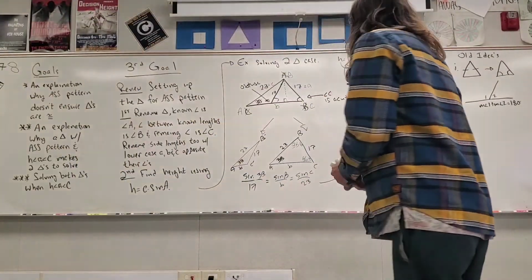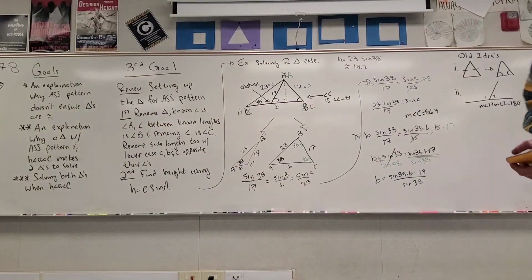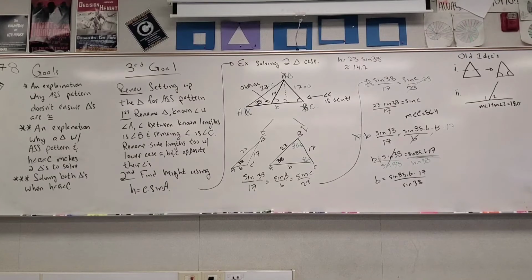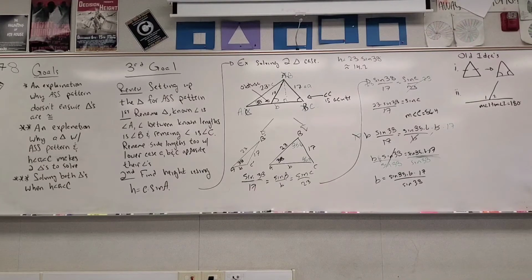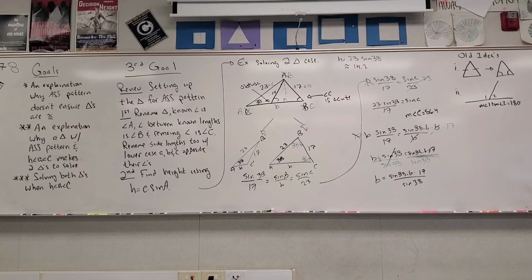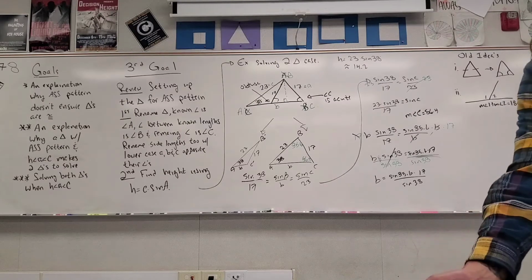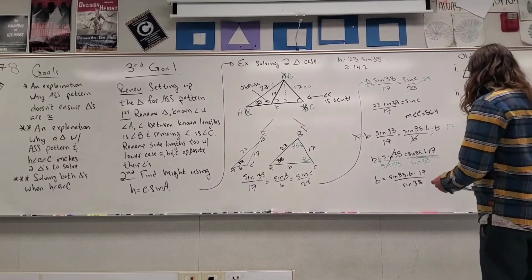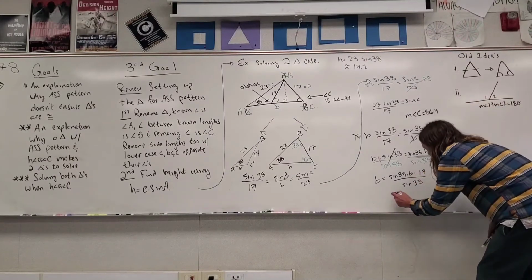Okay. So let's see here. So now I can find the length of B. So it's sine of 85.6, and we're going to multiply that by 17, and then we're going to divide the whole thing by sine of 38. And that means that B is 27.53 or 27.5. So B is 27.5.